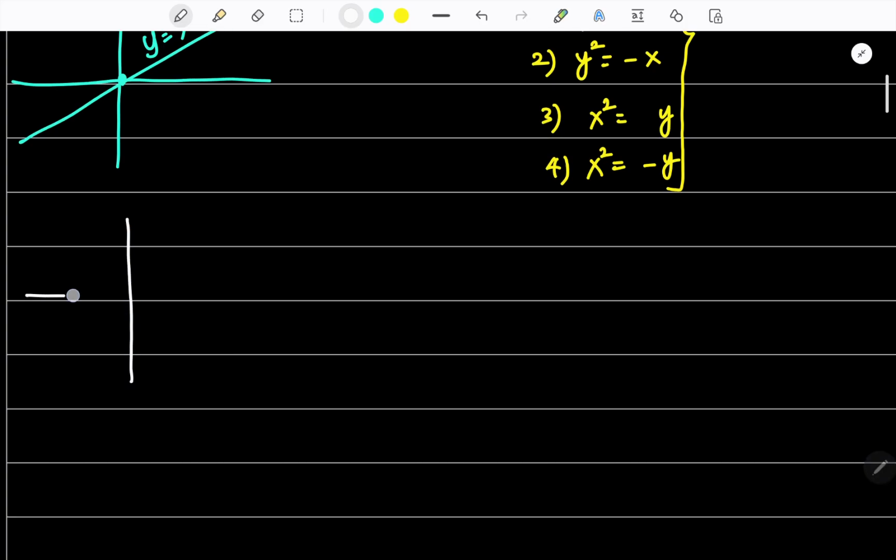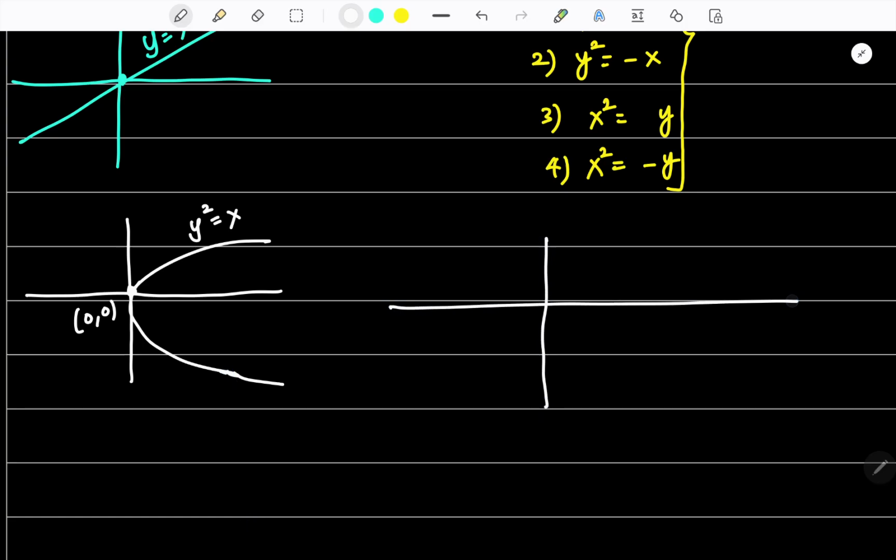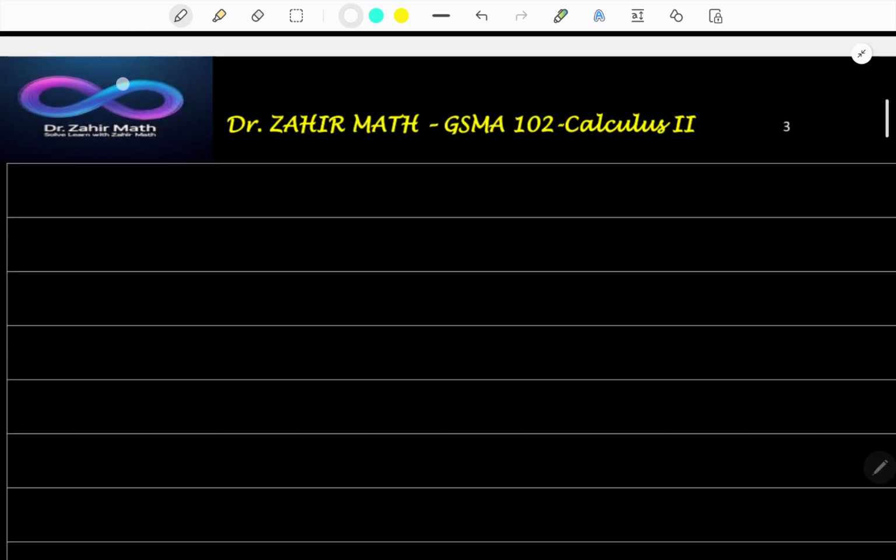Let me draw the 4 types of parabola and you will get an idea, right? The first parabola is this one, which is y square equals x. This is the origin 0, 0, right? Now the next parabola I will draw on the opposite side, which is y square equals negative x. Keep in your mind the horizontal parabolas, which face towards the x-axis. It means the x power is 1, so it is on the x-axis. Keep it in mind like this. Easy to remember.